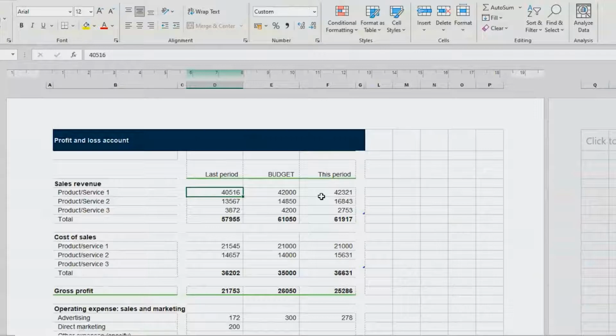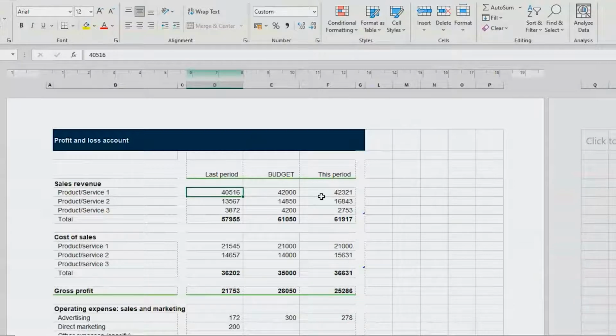So if we're looking at sales revenue, this period we've done 42,321 of product or service 1, 16,843 of service 2, and 2,753 of service or product 3. This gives us total sales of 61,917. So we've come in above budget and we've done better than we did last year.